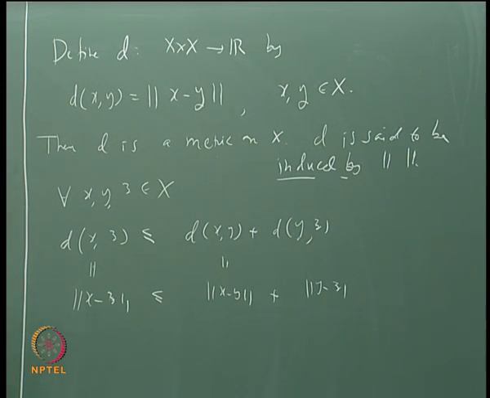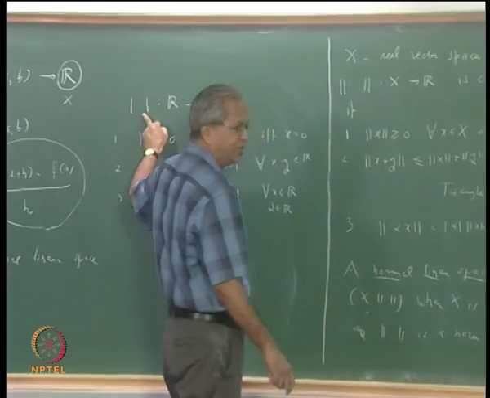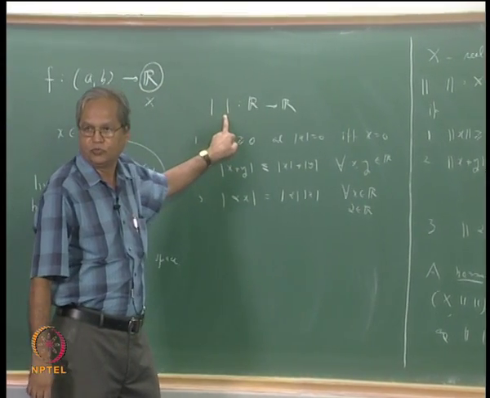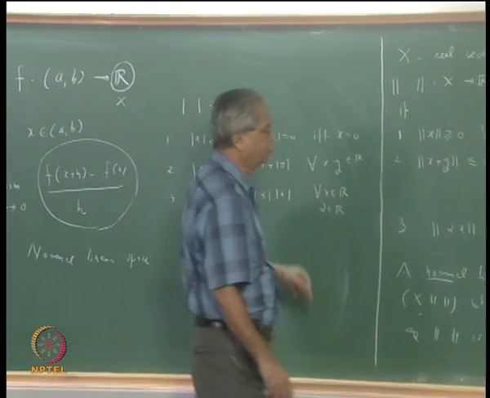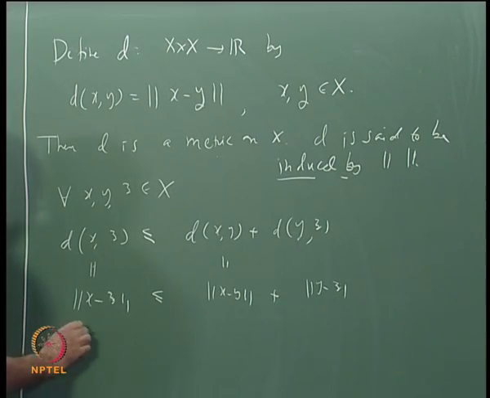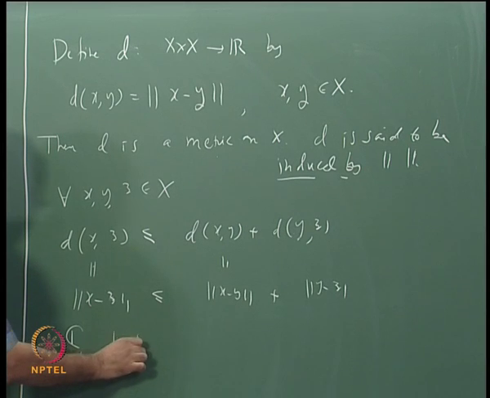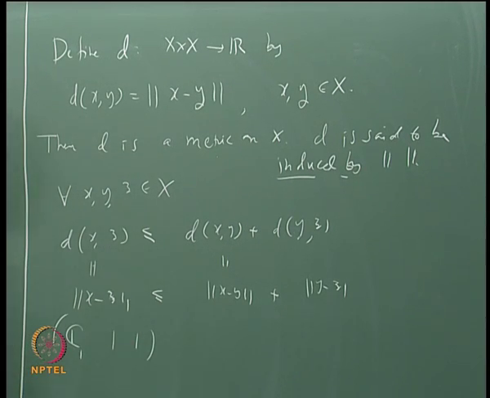So one example is this, R with the usual absolute value, that is a norm. Similarly you know that absolute value can be defined on C also. If z is a complex number you can talk of what is meant by its absolute value.